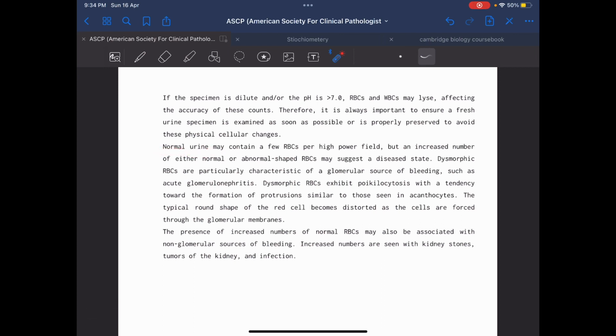Normal urine may contain a few RBCs, 0 to 5 per high power field. And if it is increased, with normal or abnormally shaped RBCs, they may suggest a disease state. Abnormally shaped RBCs are called dysmorphic RBCs, and these dysmorphic RBCs are particularly characteristic of a glomerular source of bleeding. So a glomerular source of bleeding will show dysmorphic RBCs, such as in acute glomerulonephritis. Dysmorphic RBCs exhibit anisocytosis, changes in shape and a tendency towards the formation of protrusions similar to those seen in acanthocytes.